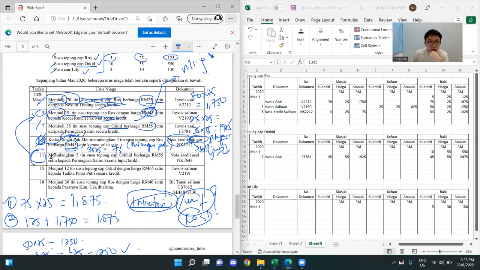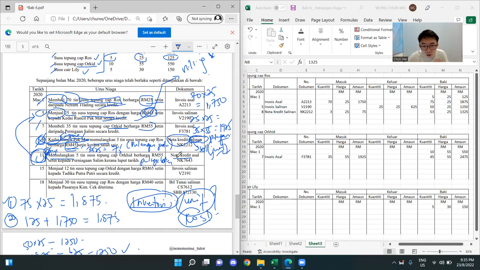So 11 now you see pulangkan, memulangkan. So can you see here in front, dia tak ada nama. Tadi dia ini, in front ada nama. So for 11, because tak ada nama, maksud this is kita atau saya. Saya yang memulangkan 5 tin susu tepung cap orchid kepada peniagaan salin. So, this is kita yang pulangkan.